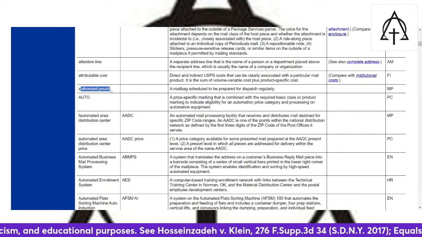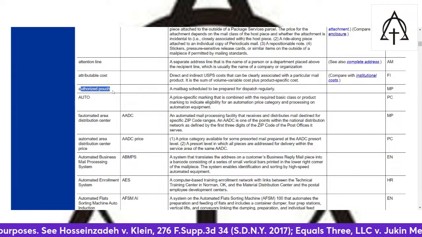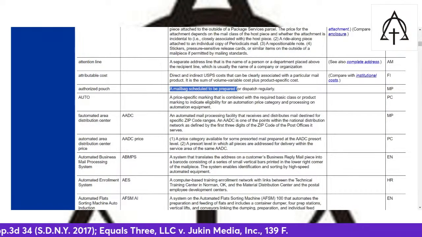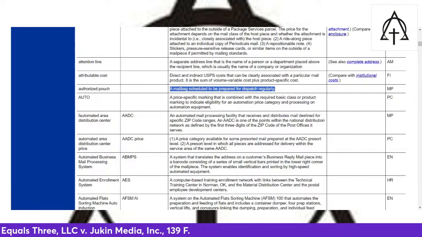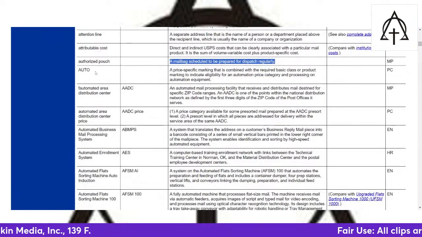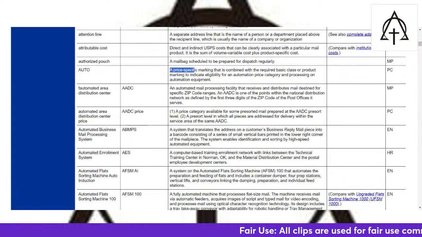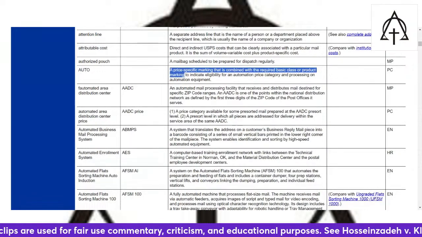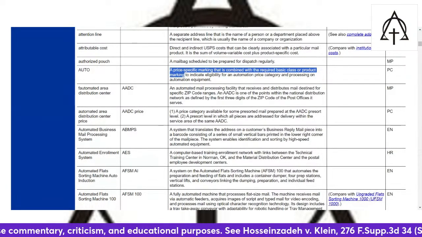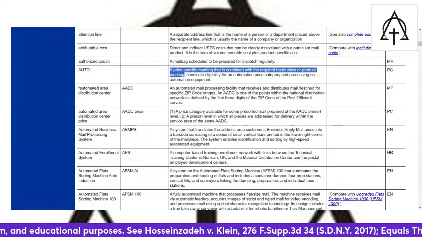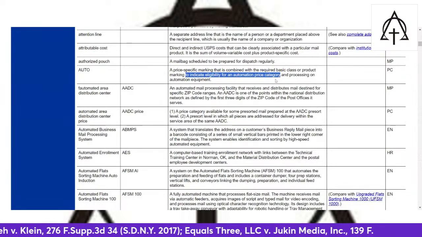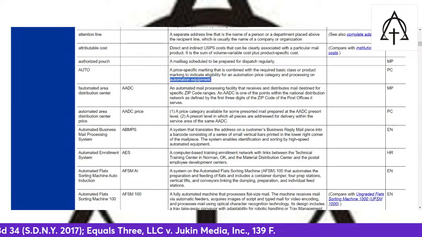Authorized pouch. Coin your words or purse your lips. A mail bag scheduled to be prepared for dispatch regularly. Auto. A price-specific marking that is combined with the required basic class or product marking, as in earmarking the funds to a specific or particular purpose to indicate eligibility for an automation price category and processing on automation equipment.